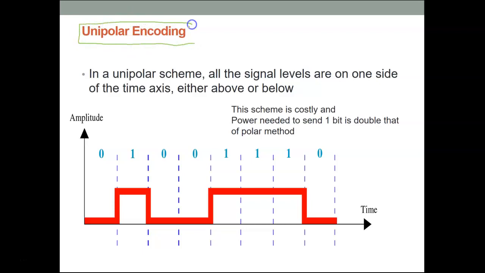What does the word unipolar mean? Unipolar, what does it mean? Uni means one. Polar means it's either in the positive side of the axis or in the negative part. See here, all signal is on the positive part of the amplitude. It doesn't go down. Okay, so it's just unipolar.